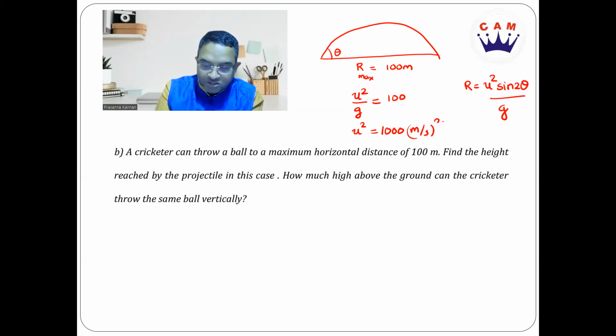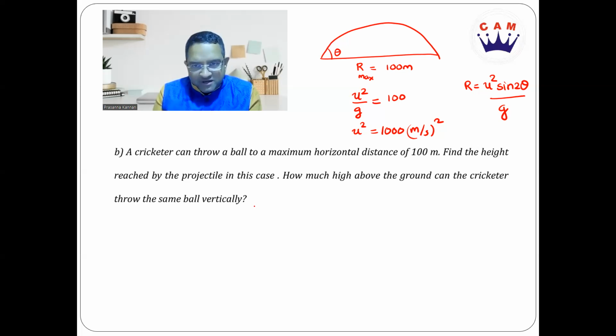Because if they don't specify 9.8 meters per second square, can we just take it as 10 meters per second square? Either way is fine. If you take it as 10 meter per second square or 9.8 meter per second square, that's fine. Either way, you'll be given marks. So if they don't specify it, we can just write 10 meters per second square.